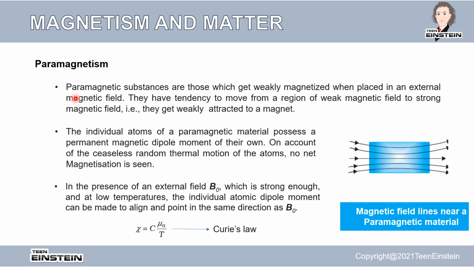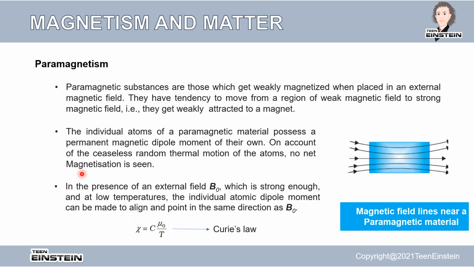So, paramagnetic substances are those which get weakly magnetized when placed in an external magnetic field. They have the tendency to move from a region of weak magnetic field to strong magnetic field. They get weakly attracted to a magnet. The individual atoms of a paramagnetic material possess a permanent magnetic dipole moment of their own. On account of the ceaseless random thermal motion of the atoms, no net magnetization is seen.